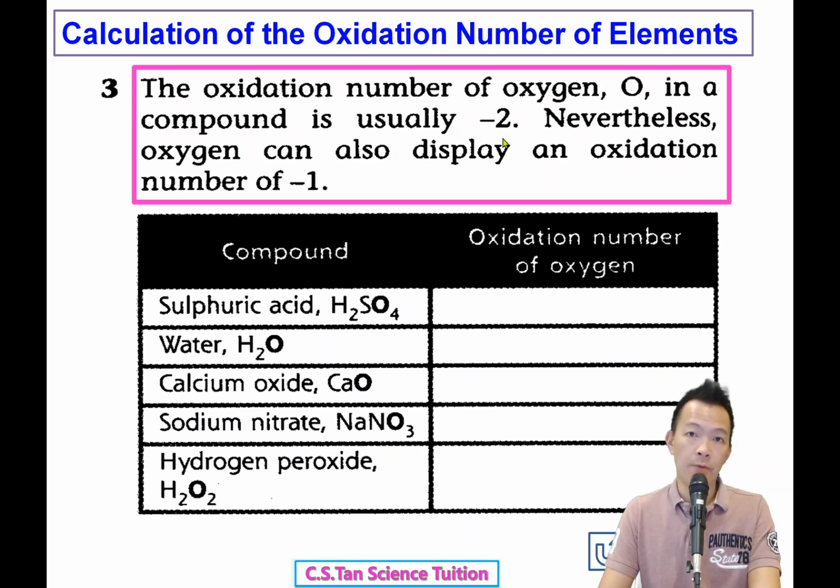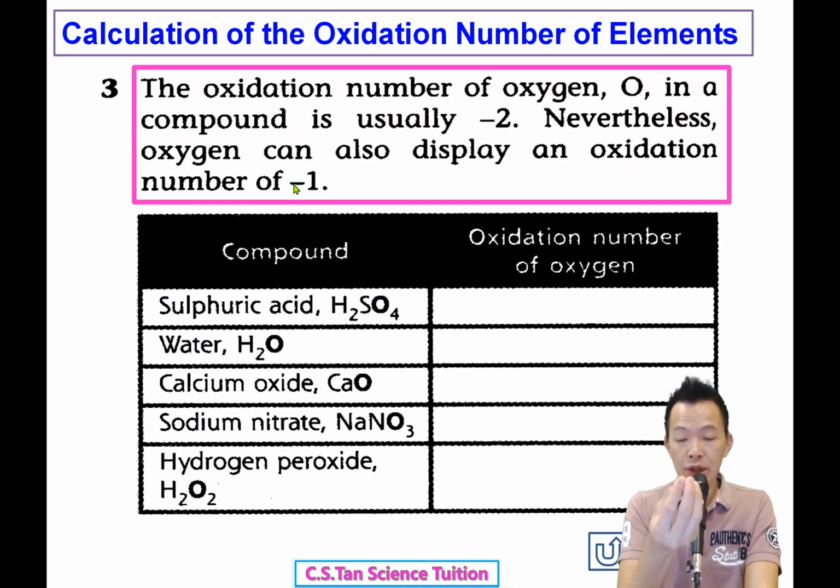usually negative 2. The oxidation number of the oxygen in a compound is usually negative 2. Oxygen, when they become ion in a compound, the charge is normally negative 2. Nevertheless, oxygen can also display an oxidation number negative 1. So from this sentence, they just want to tell you one thing only. Oxygen, when they become ion, normally the ion charge or the oxidation number is negative 2.